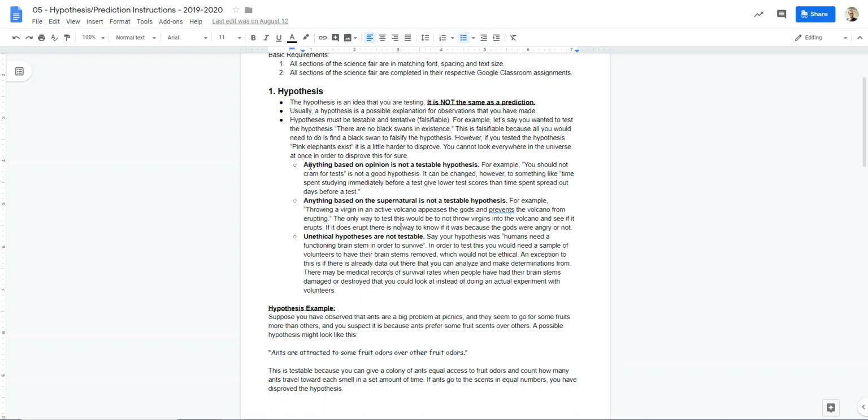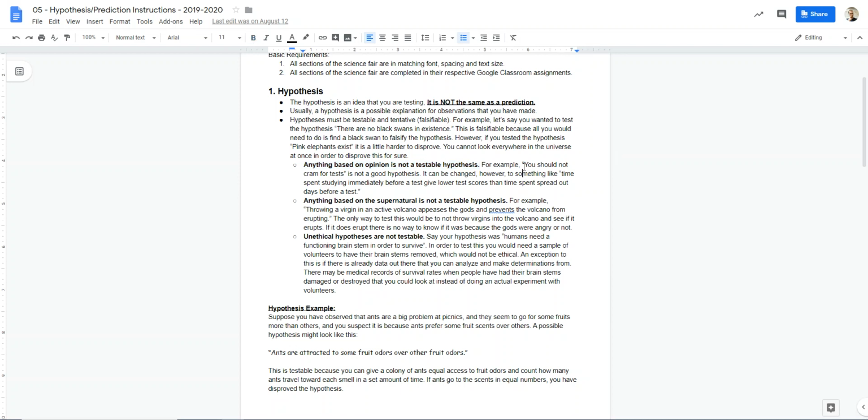That's a good hypothesis because it's testable. I can get a bunch of fruit odors and see which way the ants go. And it's falsifiable. I could possibly get data that shows that they're actually attracted to all odors just the same. And so that would show that my hypothesis, my idea, wasn't actually the right thing. The way that you're going to see if it's testable is by first asking, is your hypothesis based on an opinion? If it is, that's not a good hypothesis.